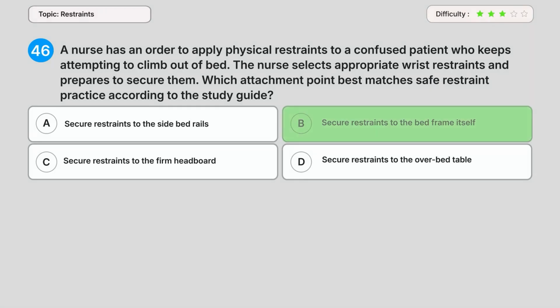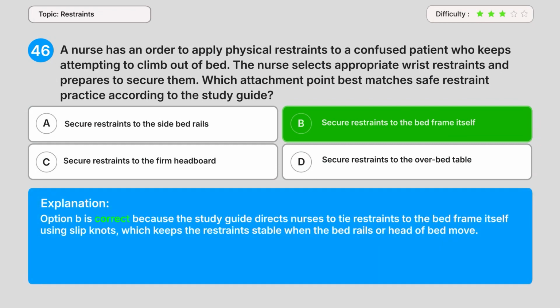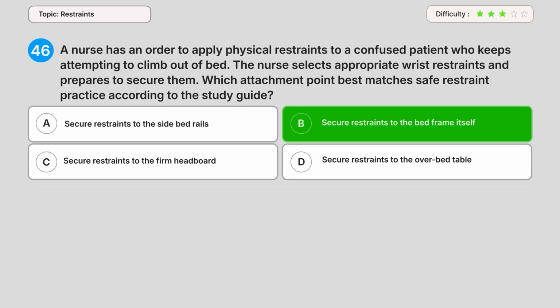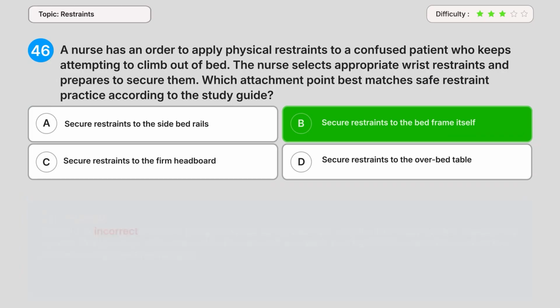Correct answer: B. Secure restraints to the bed frame itself. Option B is correct because the study guide directs nurses to tie restraints to the bed frame itself using slip knots, which keeps the restraint stable when the bed rails or head of bed move. Option A is incorrect because tying restraints to the bed rails violates the study guide's explicit rule against this practice, since movable rails can shift suddenly and tighten the restraint or injure the patient during position changes.